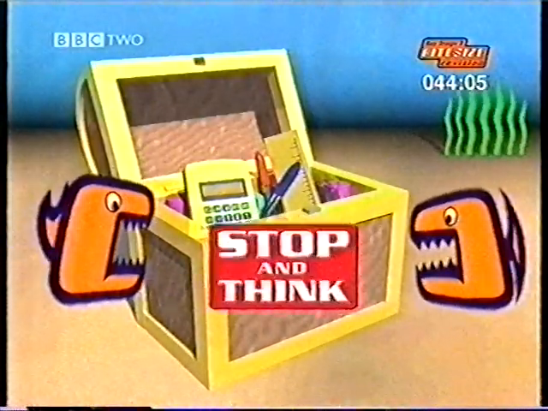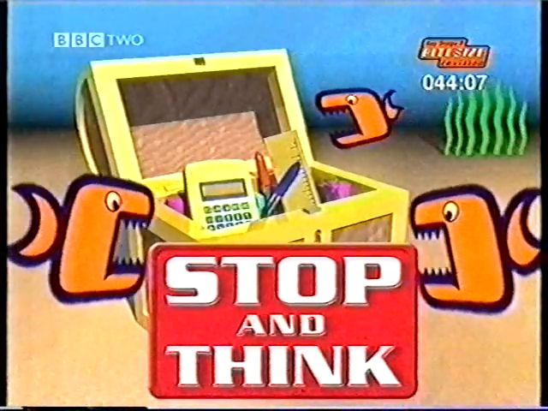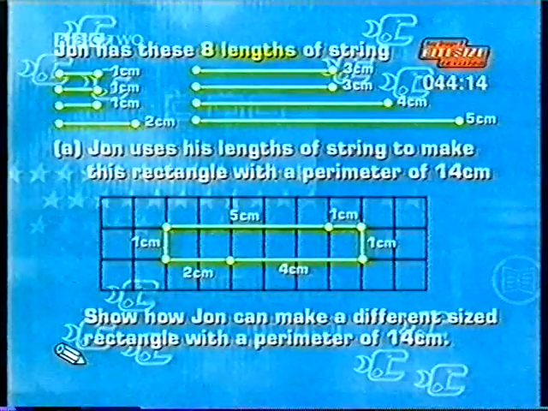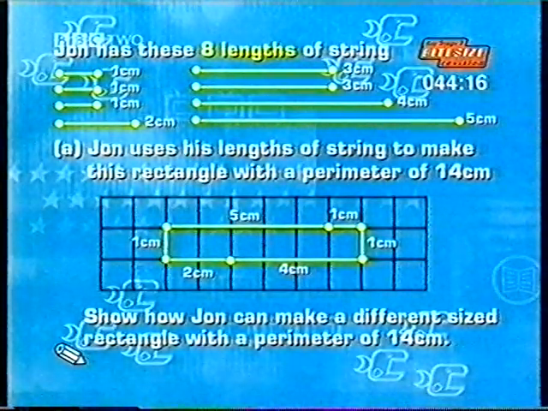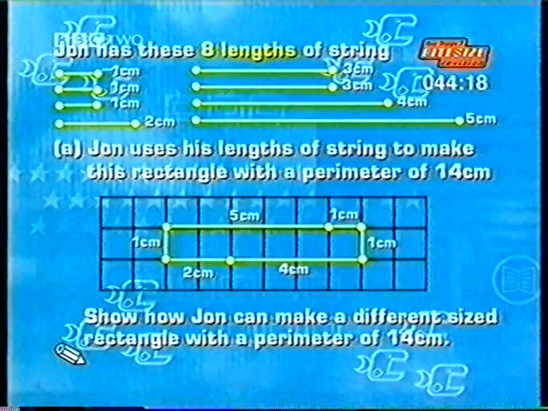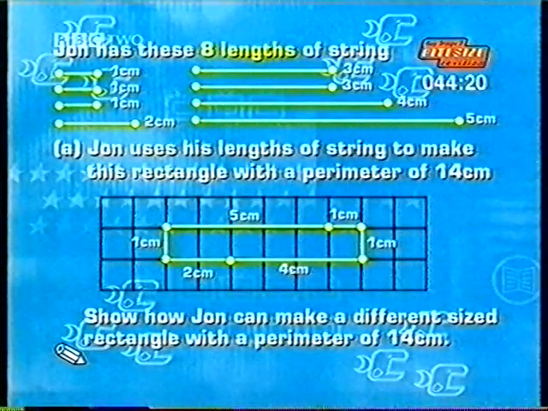So how'd you get on there? Well, to go to the answers, let's go to the lead chief marker himself. Part A asks you to show how John can make a different size rectangle with a perimeter of 14 centimetres.